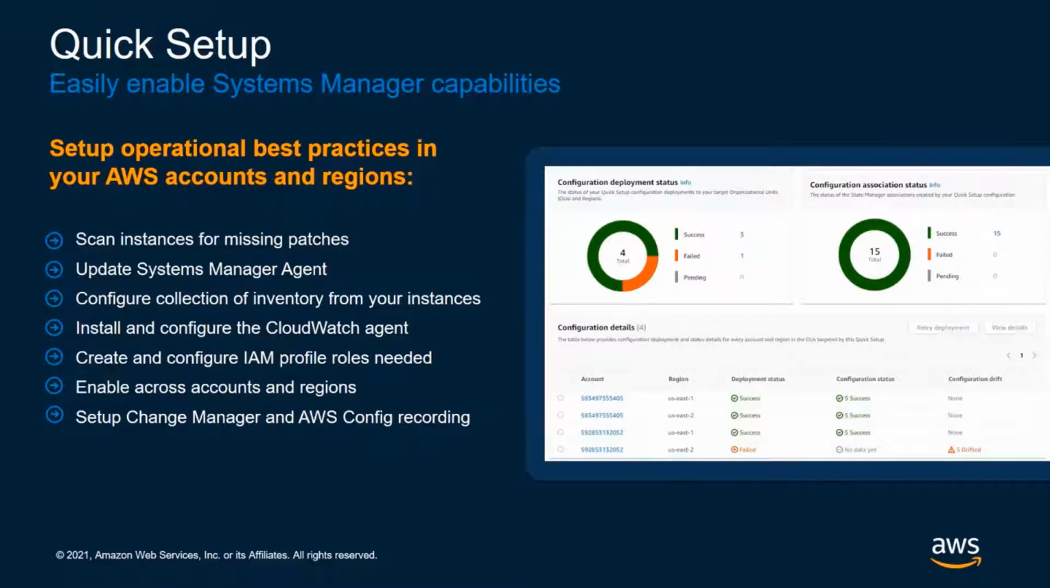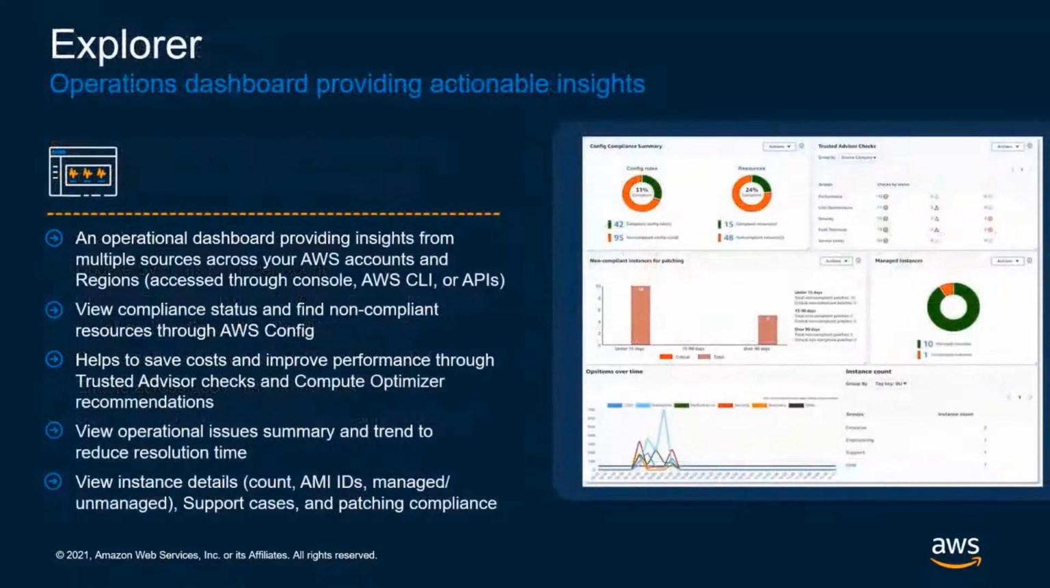This also can be configured to deploy across your entire AWS organization so that you can specify the specific AWS accounts or organizational units or OU IDs where you want to deploy these configuration details. Like I mentioned before, you can also leverage Quick Setup to set up two other configuration aspects, including setting up Change Manager and AWS Config Recording.